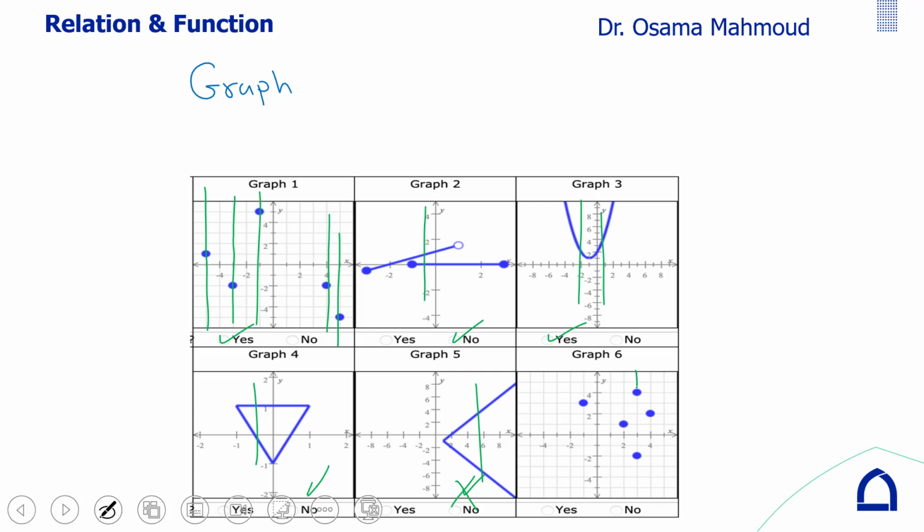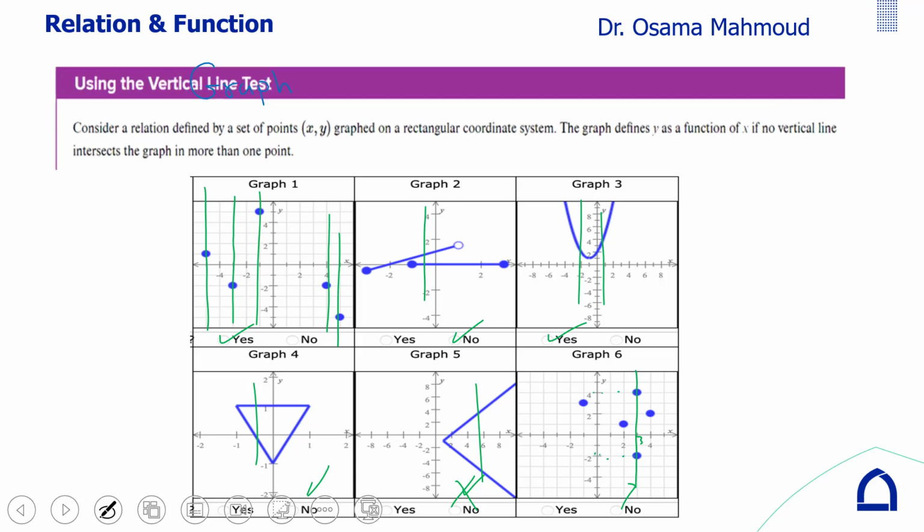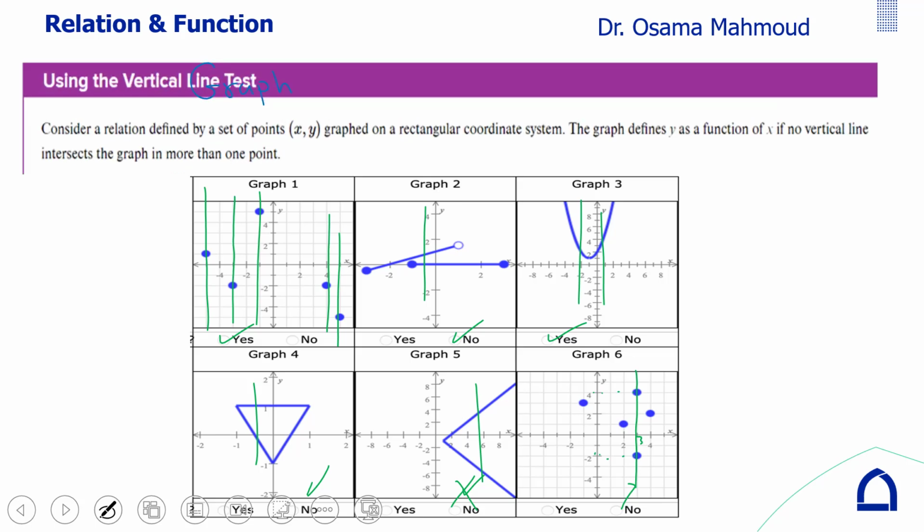This is 2, because one x has 2 different y. Y here is 4, y here is minus 2 for the same x, which is 3. So this is not a function. Okay. This method, we call it what? Yeah, we call it the vertical line test.